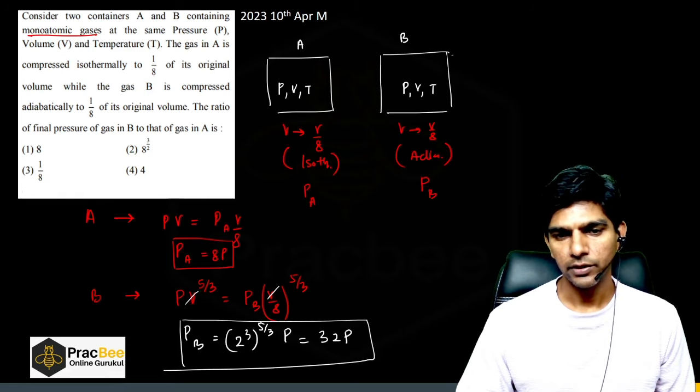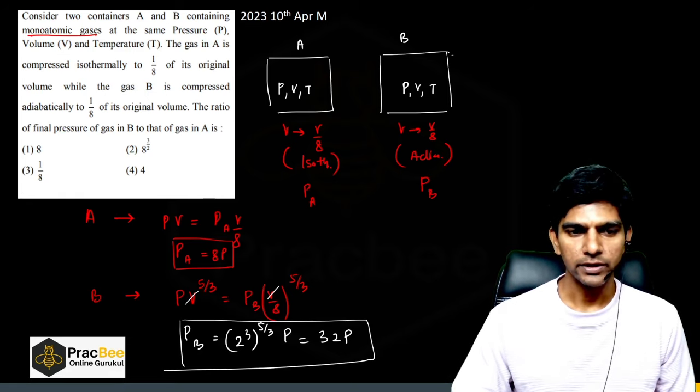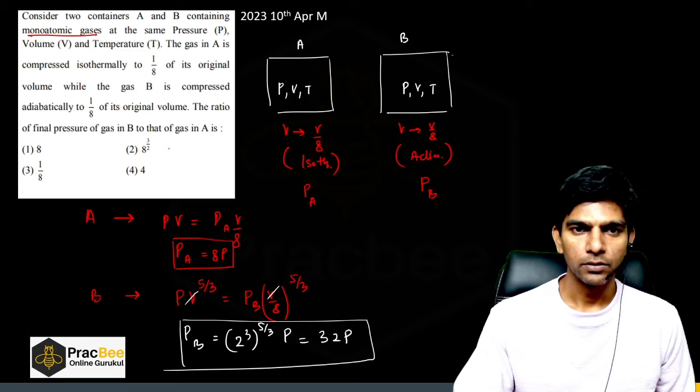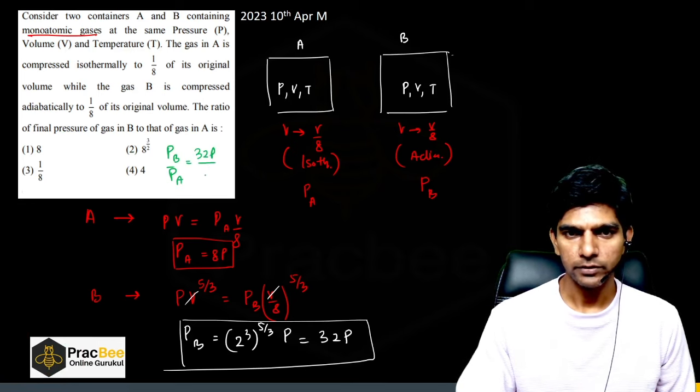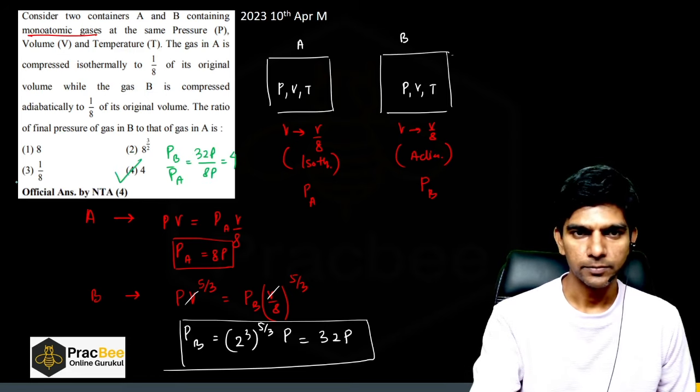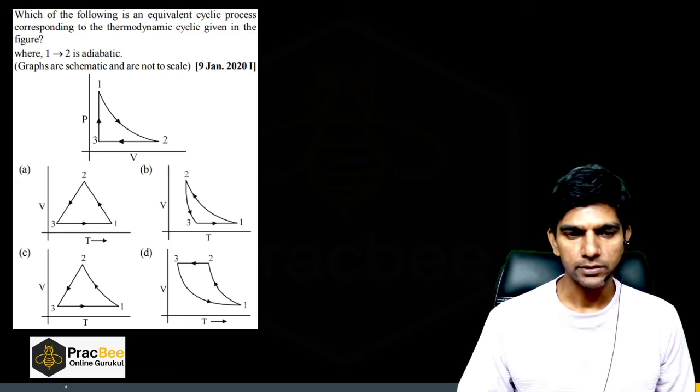So now we know what is the value of PB. So we have to find the ratio of PB to PA. So 32P divided by 8P, which is nothing but 4. So option 4 is the right answer. Right, so let us see one more case.